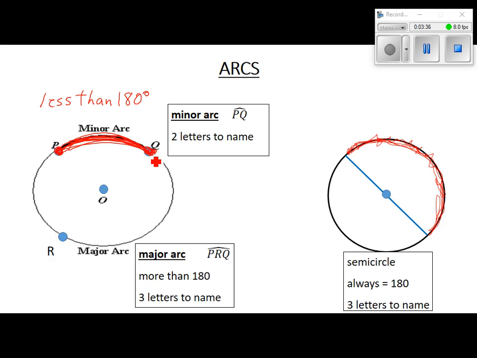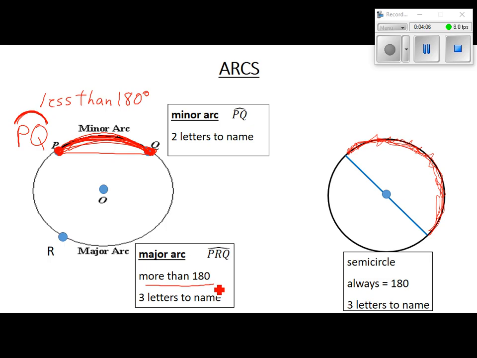Whenever you name a minor arc, you just take the 2 endpoints and you name it arc PQ, and you have to use the arc symbol. Make sure you make the arc symbol so that you know it's not a segment. We're not dealing with segment PQ. Segment PQ would run something like that, and that would be a chord. So minor arc PQ.